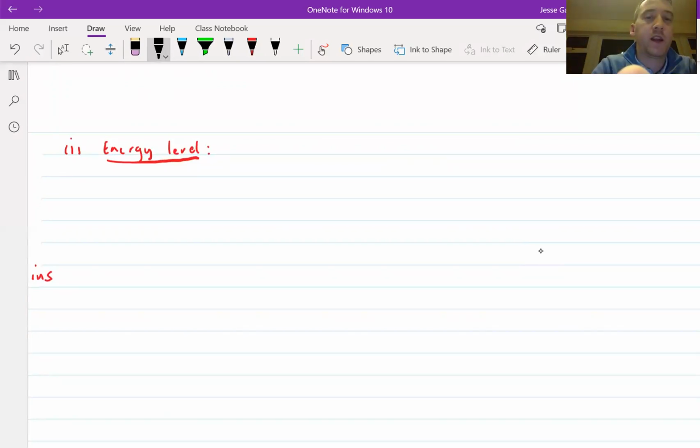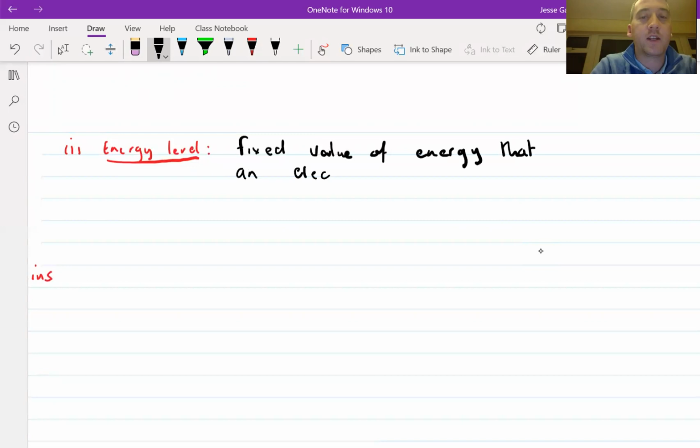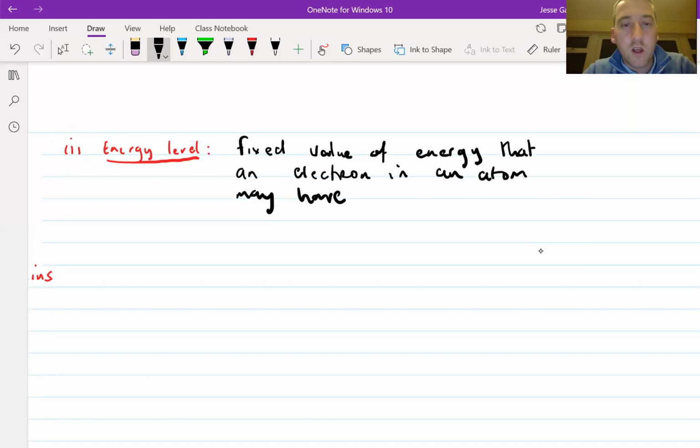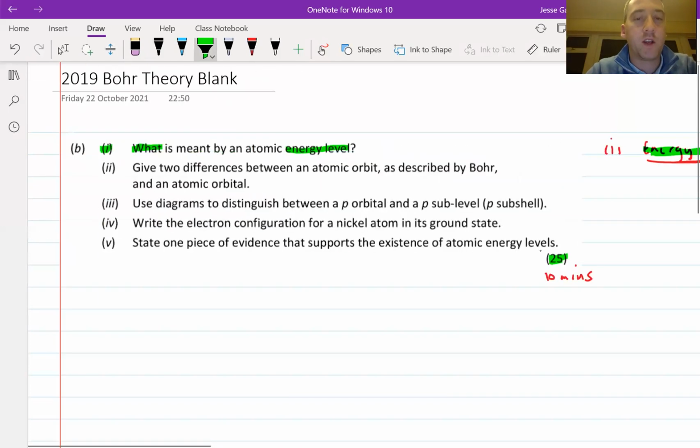What we should be saying here is energy levels are fixed values of energy that an electron in an atom may have. Okay, so I'm reading back over my answer: fixed values of energy that an electron in an atom may have, and that is the definition for energy level. Checking the question, I'm pretty confident about that.